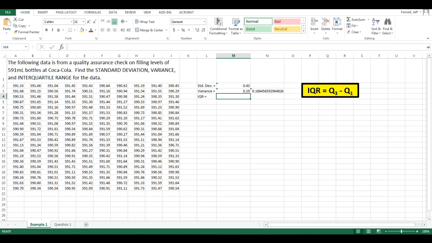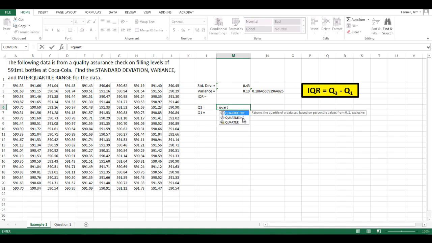Now, even though there isn't an Excel function for interquartile range, there are Excel functions to find the first and the third quartile. So I can find Q3 in Excel, and I can find Q1. So again, I'm just going to use equals and try first to just start typing quartile. We see that there are quartile functions, quartile.exc and quartile.inc. All the calculations that our current textbook uses are based on the exc function, so we will always use quartile.exc.